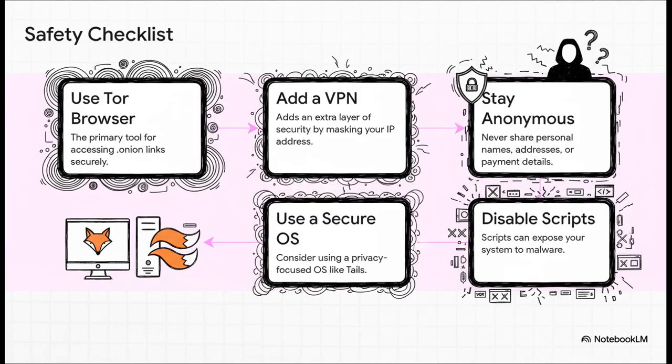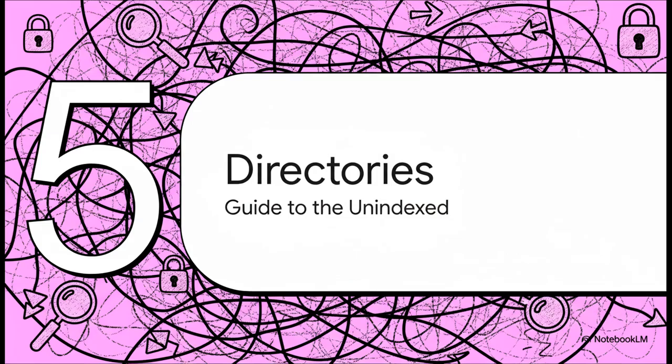So protecting yourself isn't just one thing. It's about layers of security. It starts with using the Tor browser, obviously, but experts also recommend adding a good VPN, a virtual private network, on top of that for another layer. It is absolutely critical that you never ever use your real information. Disabling scripts in your browser settings is another key step to block attacks. And for the paranoid or the ultra secure, you can even use a special operating system like Tails that's designed to leave no trace.